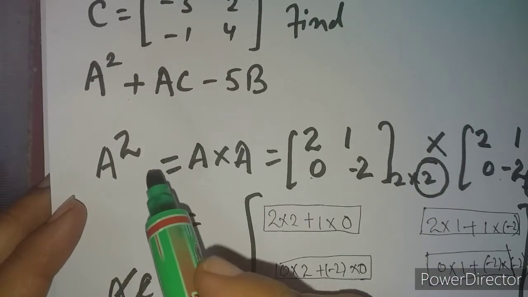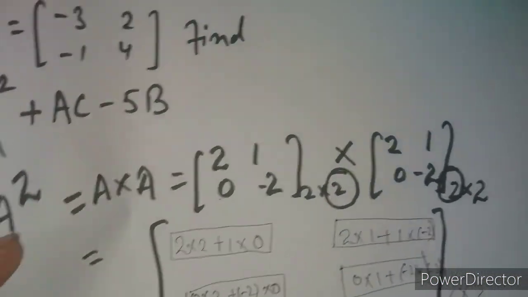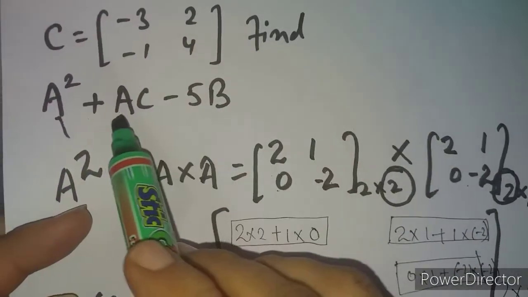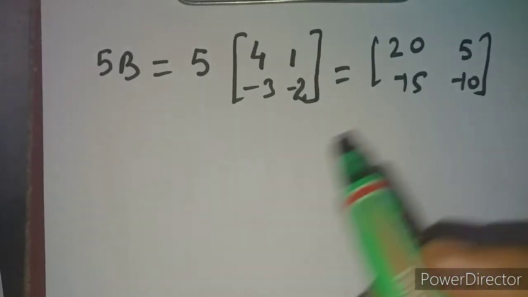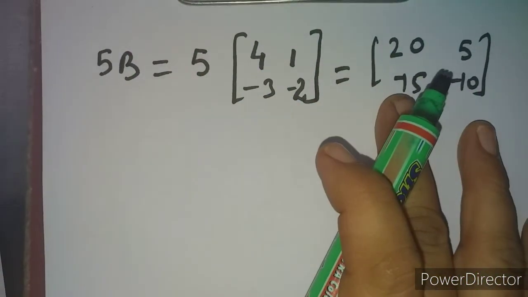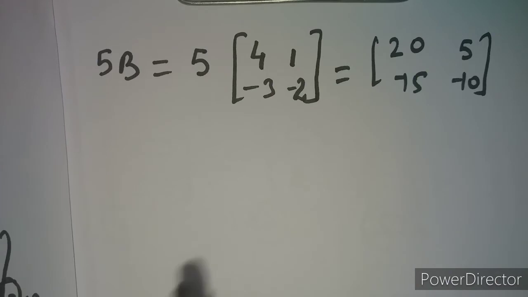Okay, first thing was A square. We got the answer of A square here. Then we needed AC, we got the answer of AC. We needed 5B, we got the answer 5B. We have got the full raw material with us. Now we simply need to put the values only.